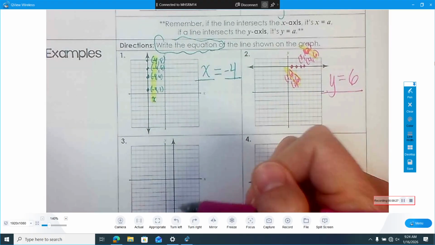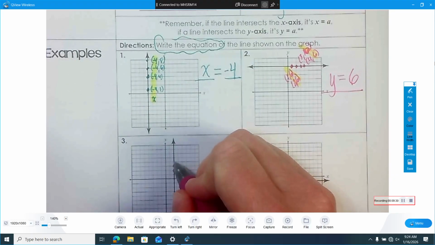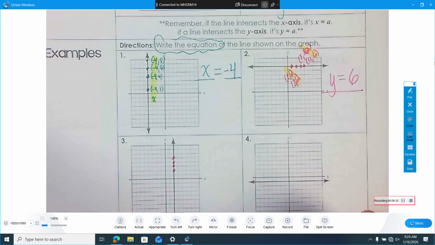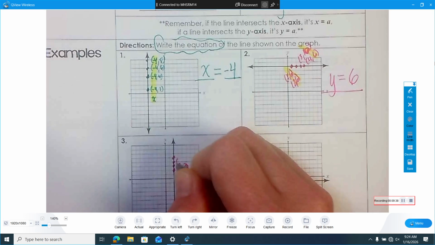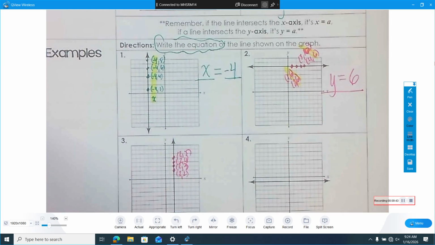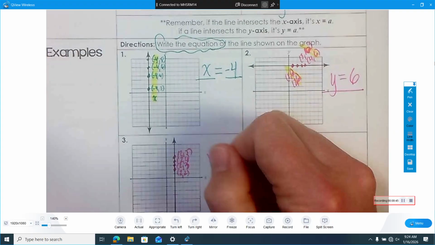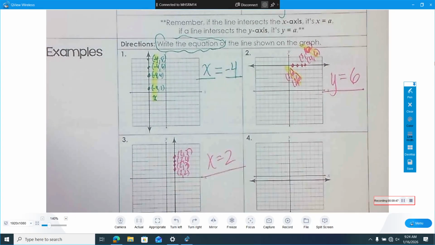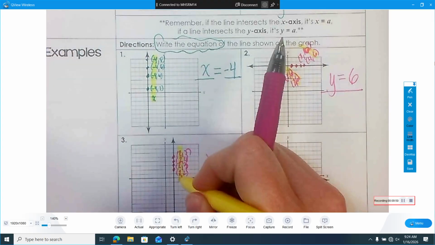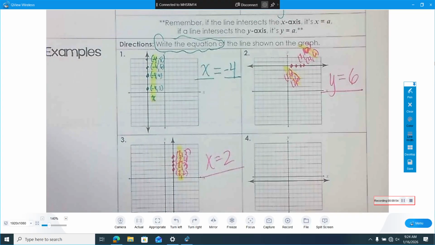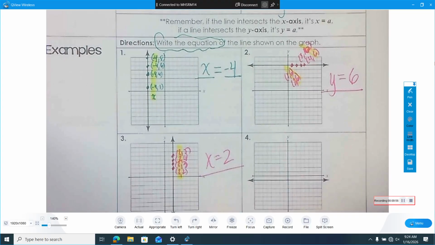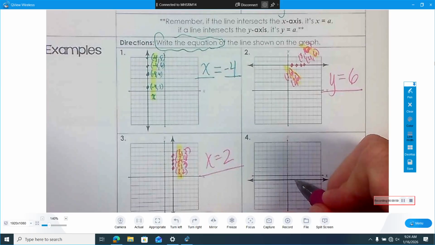All right, let's look at this line. Again, what are our ordered pairs here? 2, 2, 2, 3, 2, 4, and 2, 5. What's the equation of this line? X equals 2. Very good. Because all the x's have to be 2. And that's how we get that line. All right? Now, once you get really good at this, you can do it faster. But again, I'm writing stuff down for your notes.